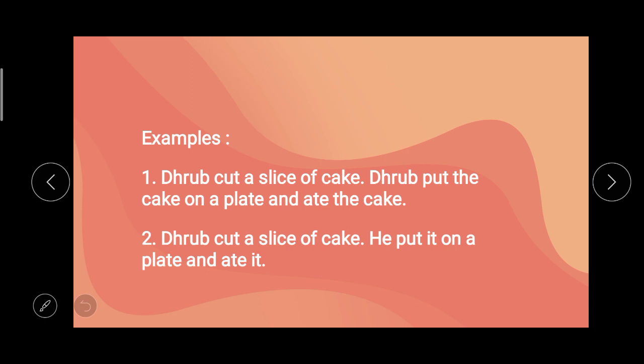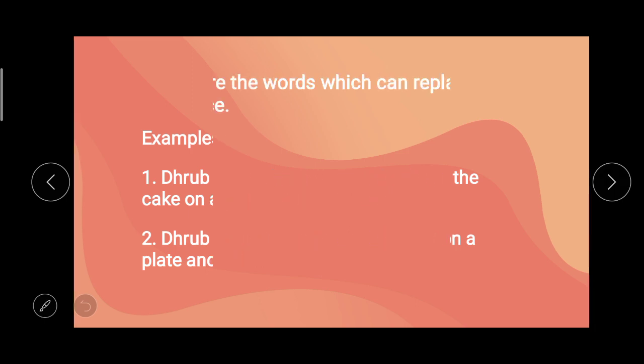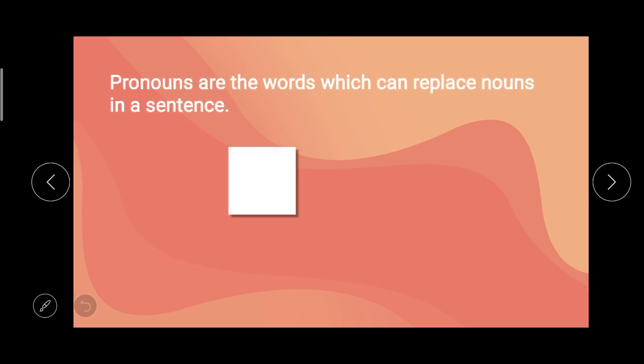So, students, in both the sentences, the meanings are same, but in the second sentence, we have used he instead of Dhruv and it instead of cake. And when we have replaced these words with other words, we can see that the sentence has become more suitable in sounding and a little bit shorter also. So the words that we have put in sentence 2, that is he, it, are called pronouns, means the replacing words. So let me show you the definition of pronouns. Pronouns are the words which can replace nouns in a sentence.